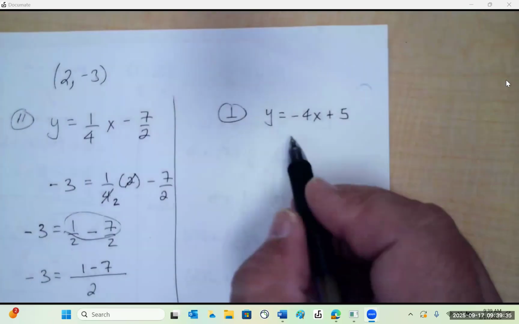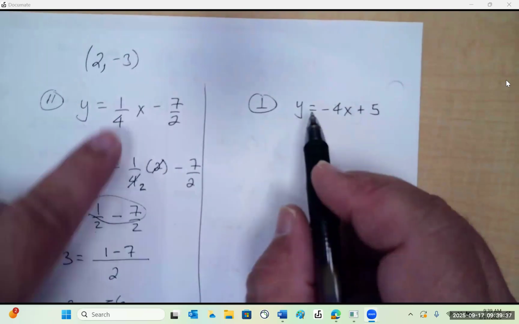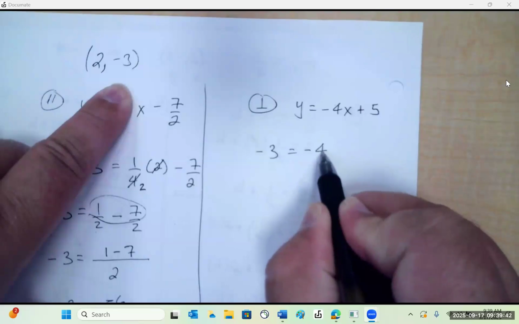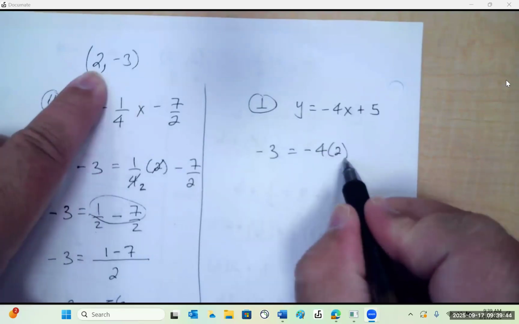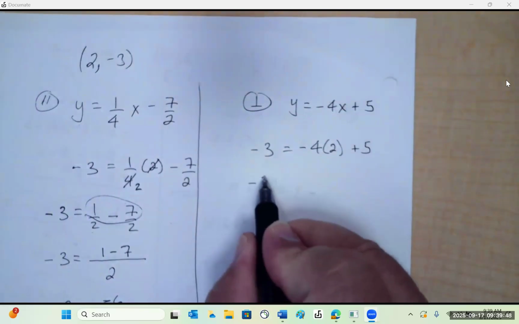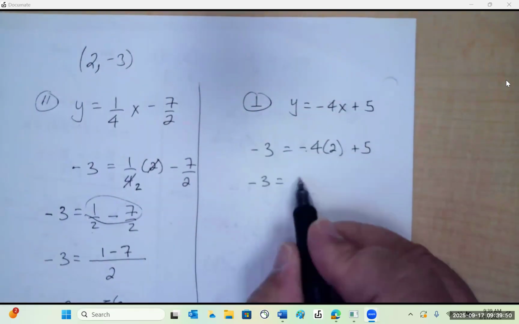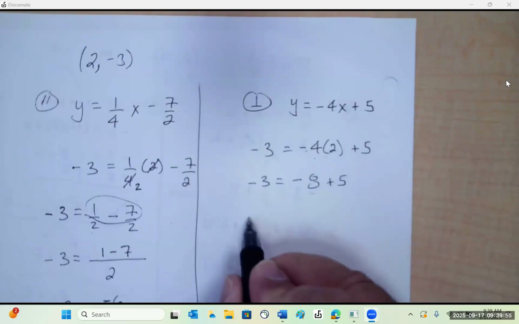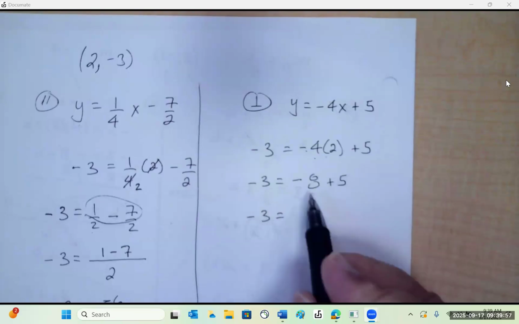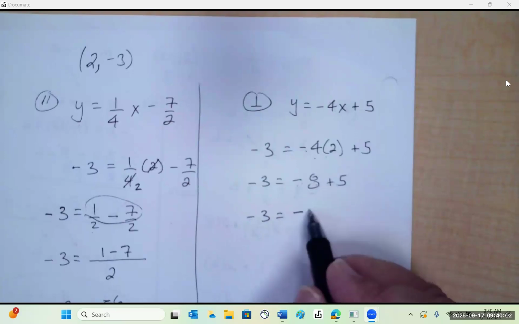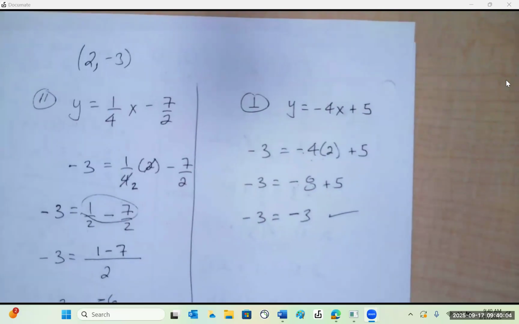Do the same thing with the other one. We know that y is -3 and x is 2. Plug them in there. See if both sides are equal. Negative times positive is negative. 4 times 2 is 8 plus 5. -8 plus 5, 8's bigger, so it's negative. 8 minus 5 is 3. So there. Those are both valid lines.